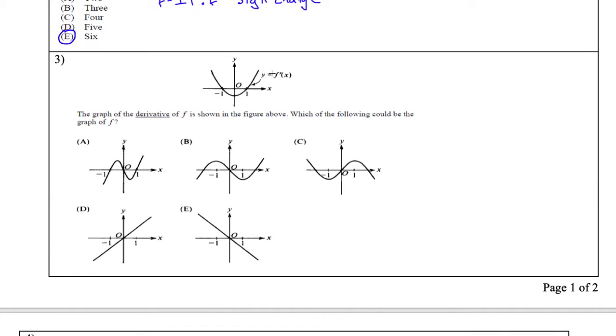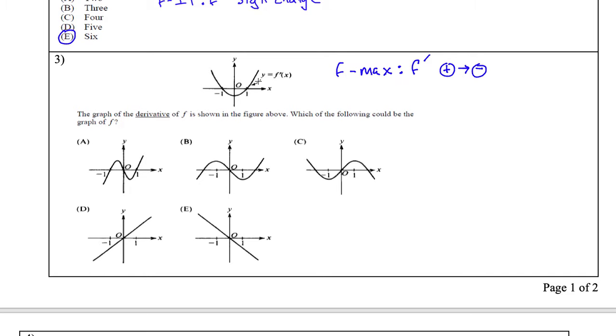On to number 3. We have f prime given above. Which of the following could be a graph of f? So we need to go backwards. So let me give you the definition of an f max. What is f max? Someone shout it out. Where what goes from a positive to a negative? Exactly. Where f prime goes from a positive to a negative.